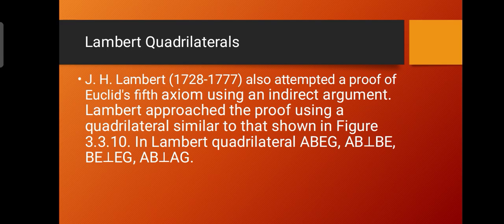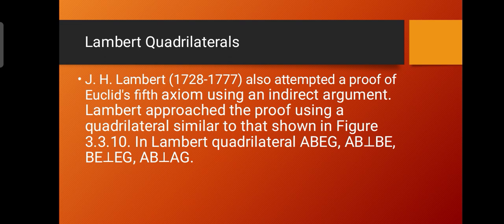Lambert Quadrilaterals. J.H. Lambert, or Johann Heinrich Lambert, 1728 to 1777, also attempted a proof of Euclid's fifth axiom using an indirect argument. So, Johann Heinrich Lambert tried to prove the fifth axiom of Euclid using an indirect argument. Then, Lambert approached the proof using a quadrilateral similar to the one on the next slide.